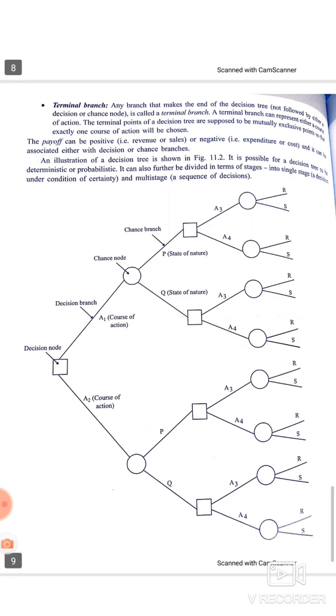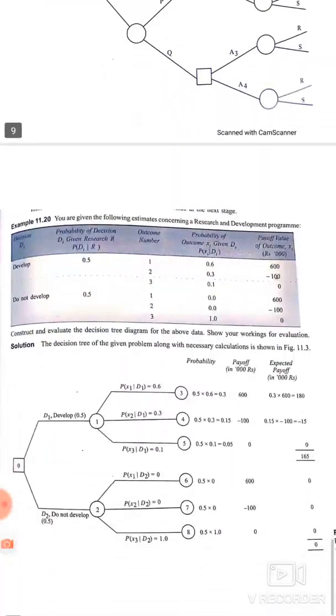So here is an illustration of a decision tree. A decision tree can be further divided into stages, like single-stage decision making under uncertainty and multi-stage, where a sequence of decisions is taken. So in the square we have decision nodes, then we have a course of action, that is the decision branch, then we have a chance node, then again the state of nature, that is the chance branch, and the decision tree is continued in this process.